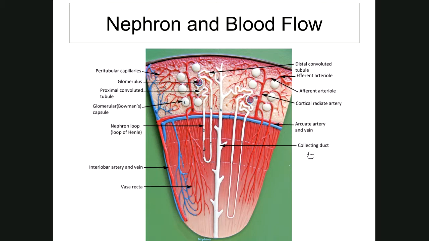Now here's the pyramid. This is the renal pyramid, this triangular shaped structure here. And if that's the pyramid, the tip down here is the renal papilla. So this part of the collecting duct is called the papillary duct because it's down in the renal papilla. Papillary, P-A-P-I-L-L-A-R-Y, duct: the end of the collecting duct as it terminates at the end of the renal papilla.